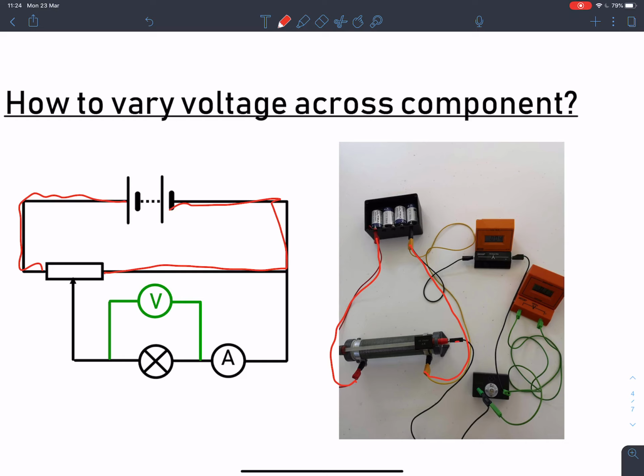And then this other black wire is in series with a bulb. The voltmeter is connected up using those green wires. If I keep following that round, it's then connected up to an ammeter, which goes back to my bulb. So that's this part of the circuit here. So this should allow me to investigate the current voltage characteristics of my bulb or different components.